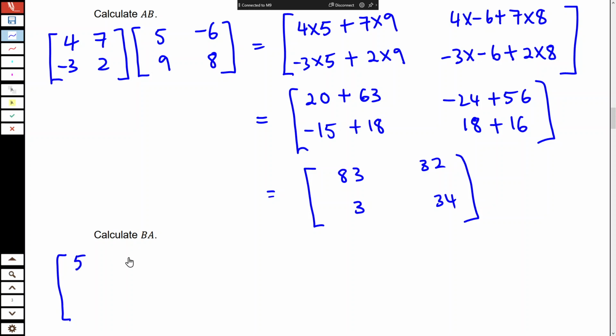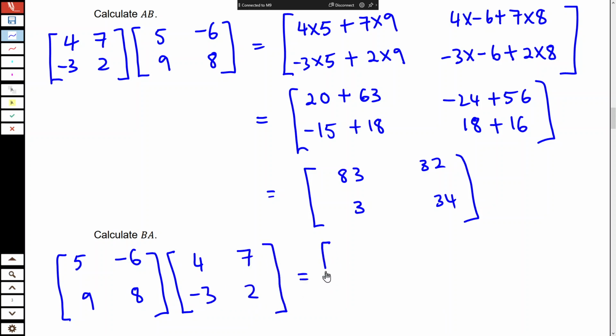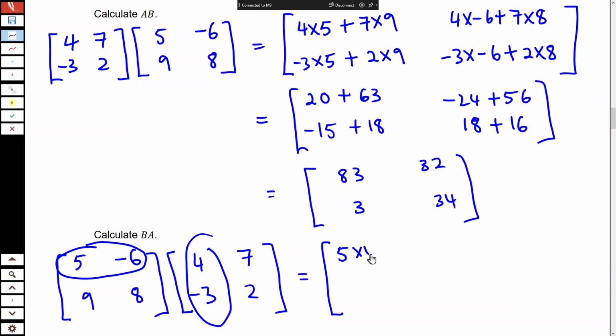All right. I'm going to let you guys have a go now. So we'll spend a few minutes. I want you to repeat this process with the matrices reversed. So I'll set up the first number for you. 5 times 4 plus negative 6 times negative 3.